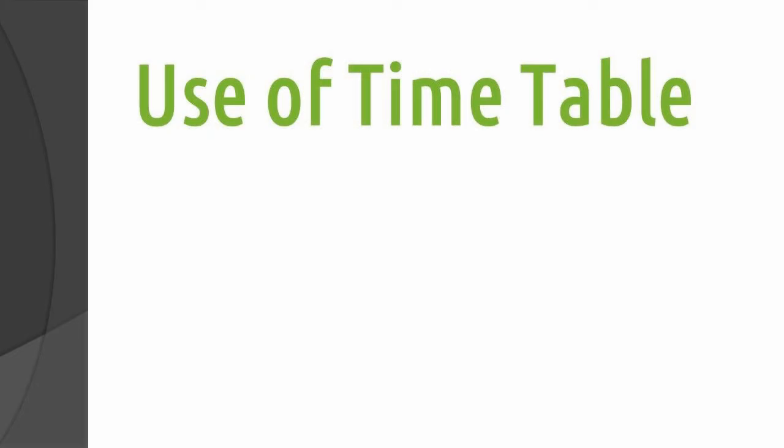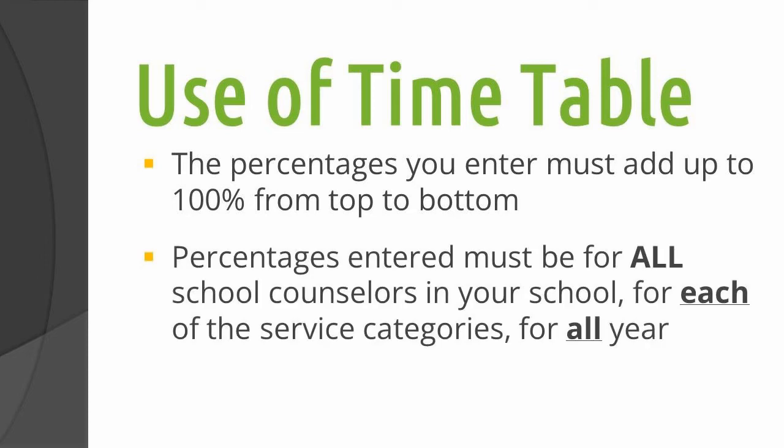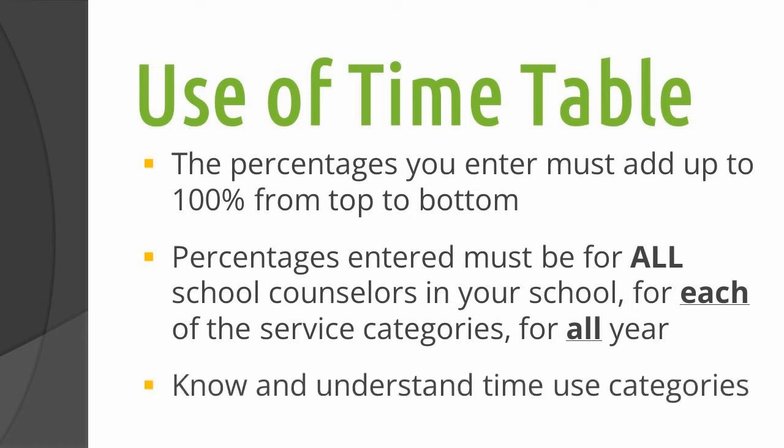A couple of things to note here. First, the percentages you enter in the columns must all add up from top to bottom to 100%. And second, the percentages you enter need to be the percentages for all of the school counselors in your school. If it's just you, that's pretty easy to do. But if there are 2 or more counselors at your school, you'll need to average the time use data for all of your counselors for each of the service categories so you can enter 1 percentage figure in each row of the table. Third, you will need to know and understand the various time use categories or descriptors used in the table.